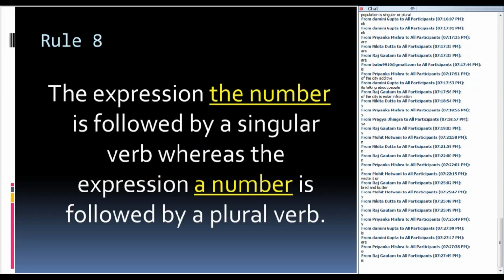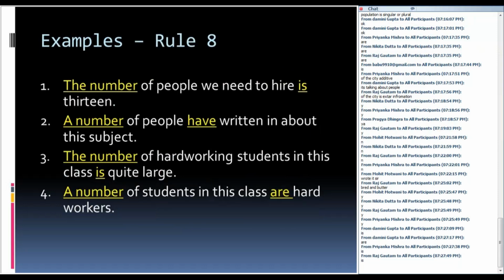Whenever you use the expression "the number," remember, the subject is singular. When you use "a number," the subject is plural. And accordingly, you'll have to use a plural verb or a singular verb, whether you are using "the number" or "a number." Pretty simple. You can see some sentences here. The number of people we need to hire is 13. The number is singular, so it cannot be "are 13."